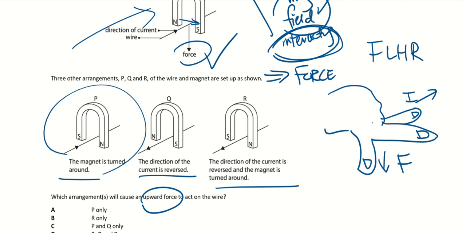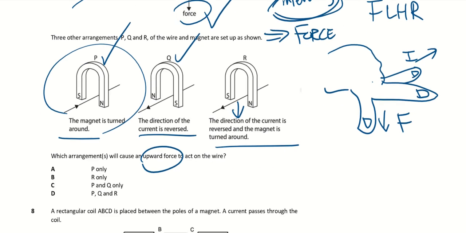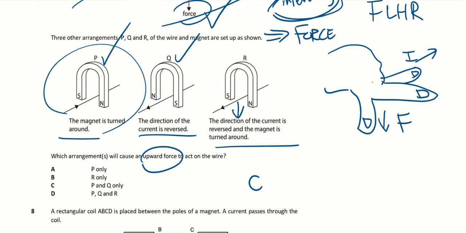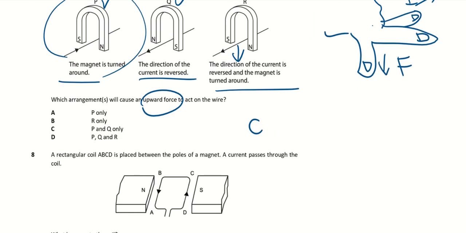If I were to do it, P will get an upward force. Remember to use Fleming left-hand rule. Q will also be an upward force, and this one will be a downward force. So only P and Q, so the answer is C. I don't know why they need to give us this diagram. So question 7, the answer is C.